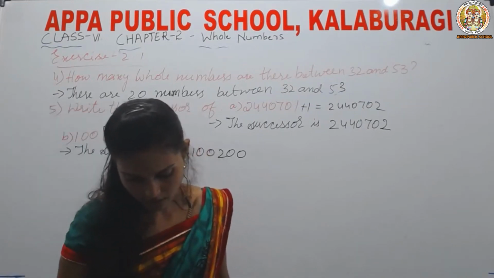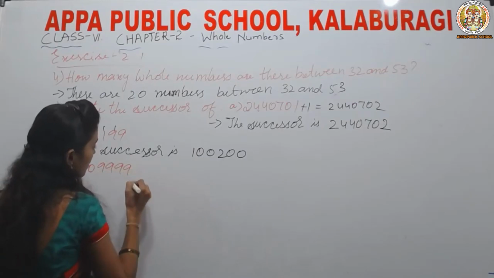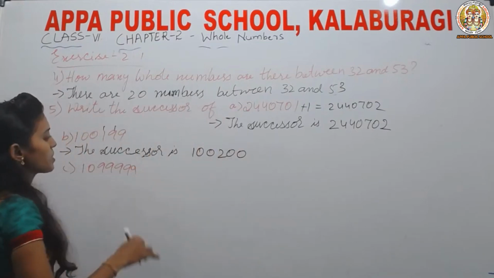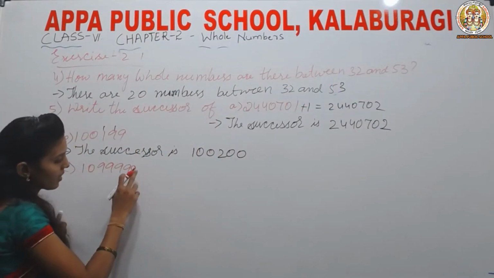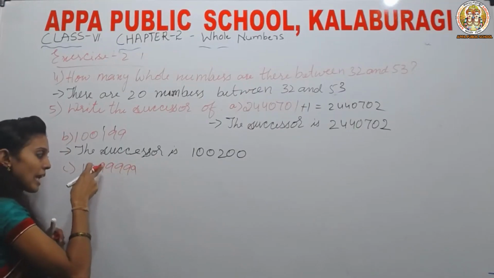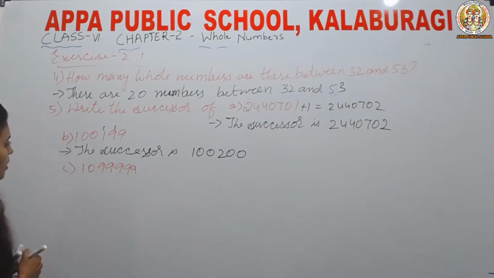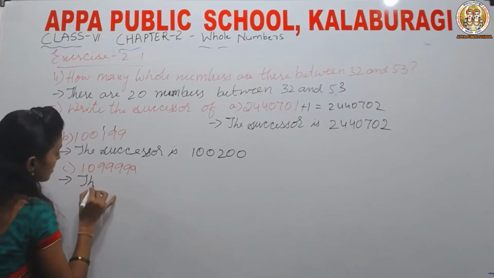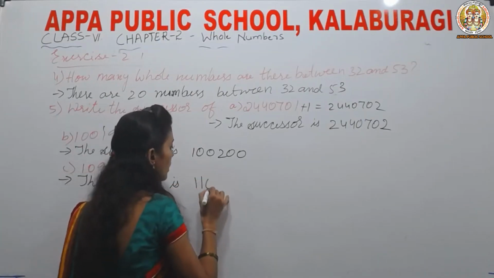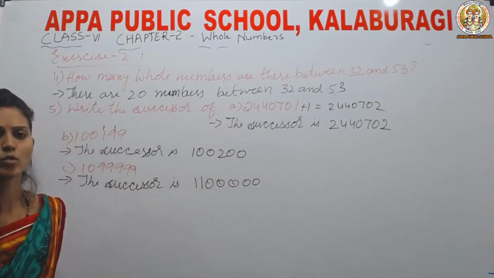Next number is 1, 0, and then 5 nines. If I add 1, this will become 0, this will become 0, because it becomes 10 and 1 will be carried. Again 10, 1 will be carried, so here it will be 1. Fine. So the successor is 1, 1, and the remaining zeros, because we have to add 1.